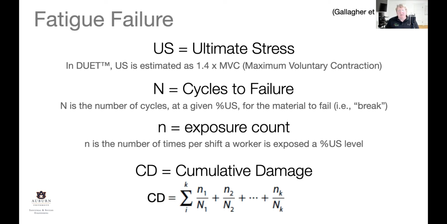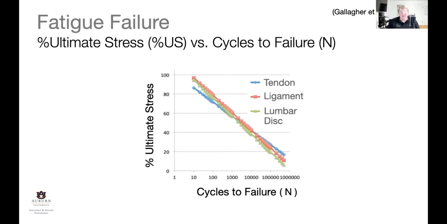Cumulative damage, you calculate that at each exposure level, say a percentage of your maximum strength. You would take the total count of the number of times you do that, and then divide by the cycles to failure. So if the cycles to failure were 10,000, it took 10,000 cycles for that tissue to fail, and I did 50 of those, the cumulative damage for that one element would be 50 divided by 10,000. So you simply divide those up and you get your cumulative damage.